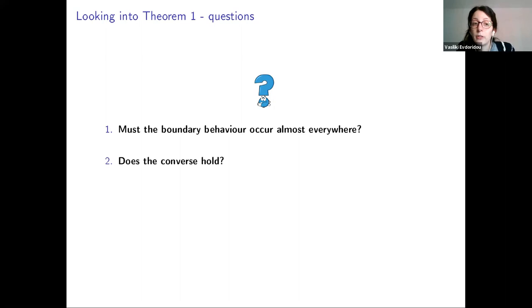Another natural question is, does the converse of theorem one hold? What do we mean when we say converse? We mean that if we have a convergence of interior points, so if the orbits of interior points converge to a boundary orbit, can we deduce something about boundary orbits too, in terms of converging to the same orbit or not?